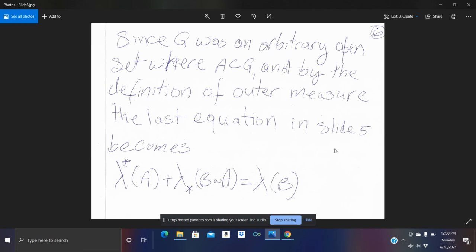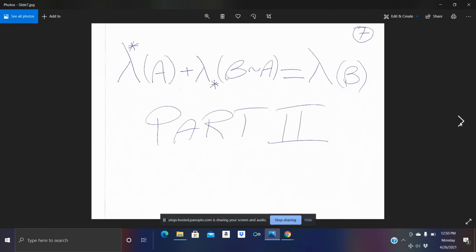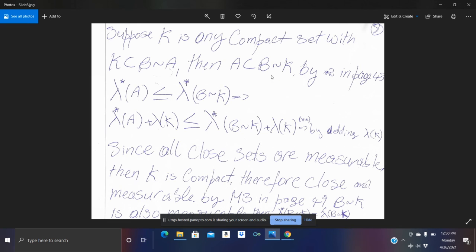Now we're going to look at the second part, which is actually very short. The second part will show the same thing, but we'll start with a compact set. So we said that K is a compact set with K a subset of B minus A. If K is a subset of B minus A, that automatically says that A itself is a subset of B minus K, right? You can actually see that in the Venn diagram.